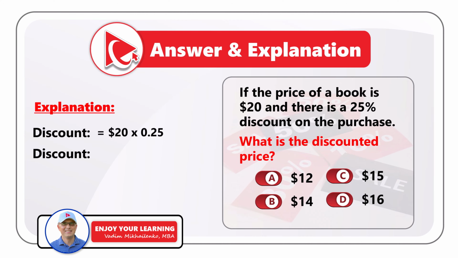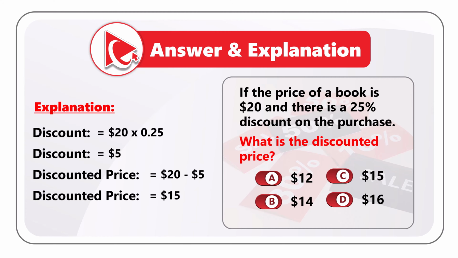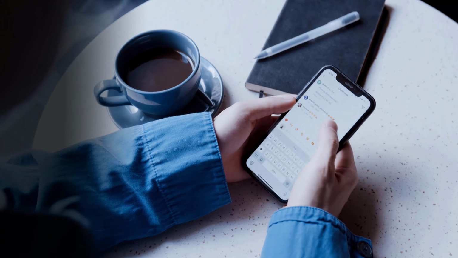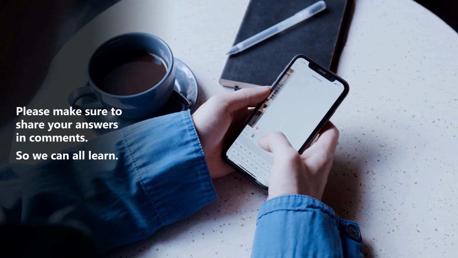So discount equals $5, which means the discounted price will be equal to $20 minus $5, which would be equal to $15. As I already mentioned, the way of calculating I shared with you is one way, but not the only way. Can you think of other ways how the price can be calculated? Please make sure to post your solution in a different way in comments so we can all learn from your perspective.